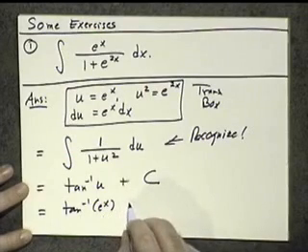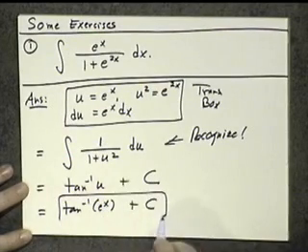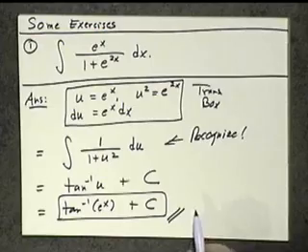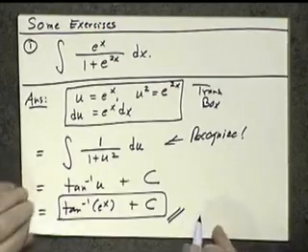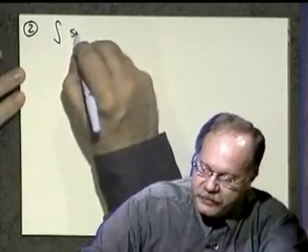So it's tangent inverse of e to the x plus c. And we are done. So I hope that's what you got. Let's look at another example, give you a little bit more work to look at.